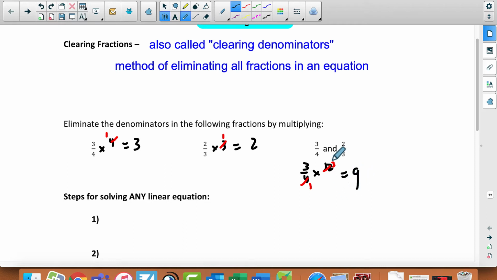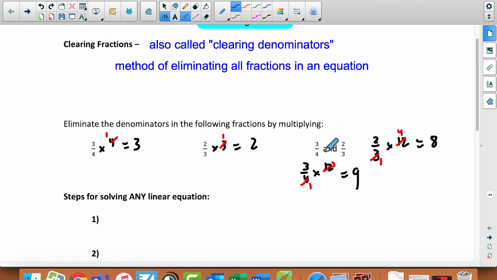So it got rid of that denominator. Let's see if it works for the 2/3. If we go 2/3 times 12, again, we can ninja slice the 3 and the 12. Divide them both by 3, you get 1 and 4. And when you multiply 2 times 4, you get 8. So it worked. Your strategy is going to be to multiply by the lowest common denominator.